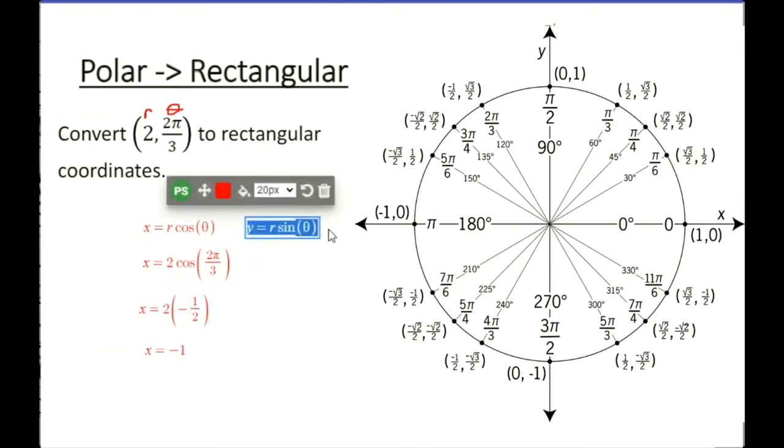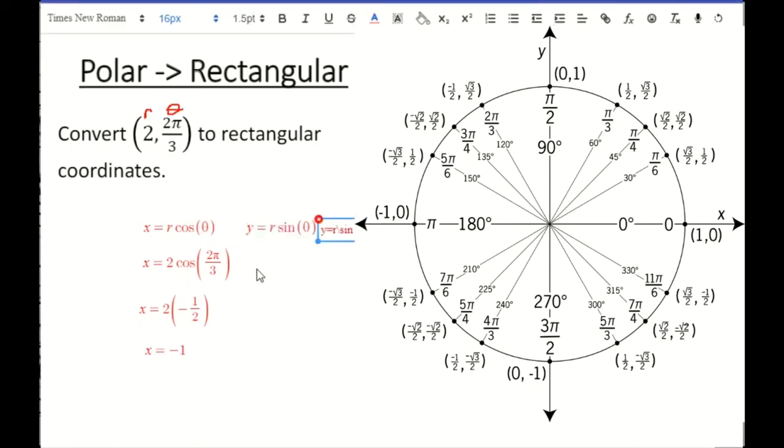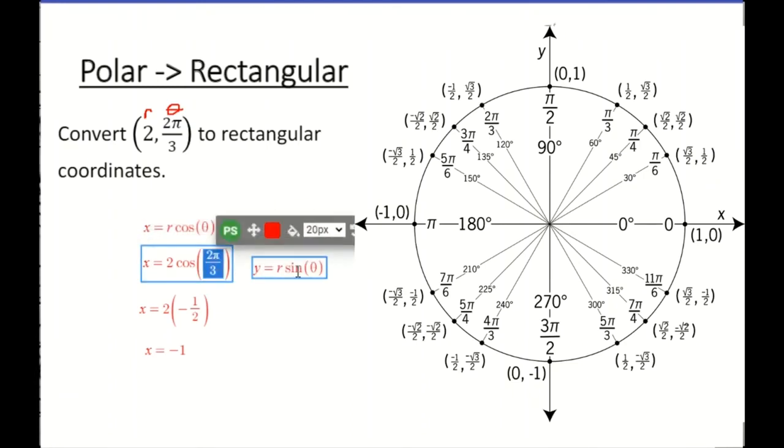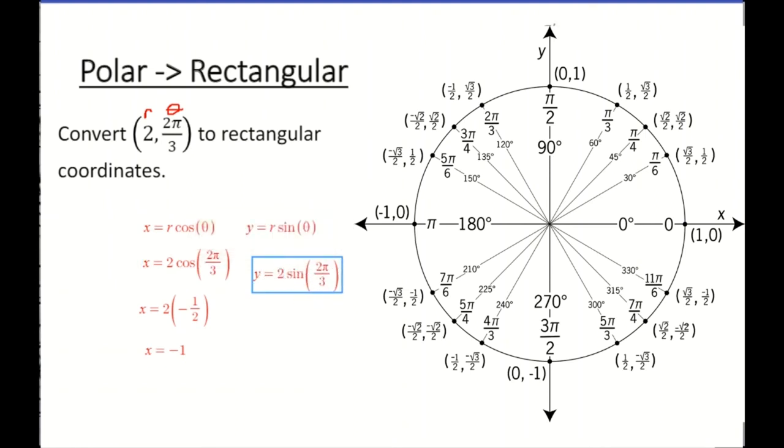So let's calculate y. We need r sine theta instead of r cosine theta. The theta in this case is 2 pi over 3, and the r value is 2. So we need to compute sine of 2 pi over 3. Let's take a look at this unit circle. And it looks like sine of 2 pi over 3 is √3 over 2.